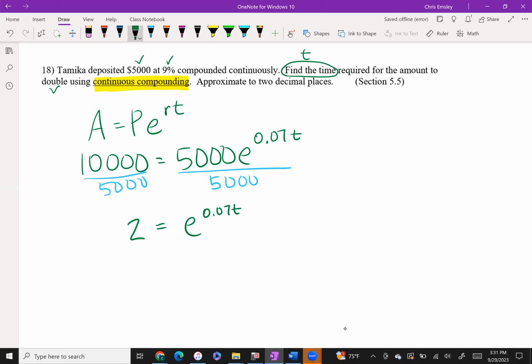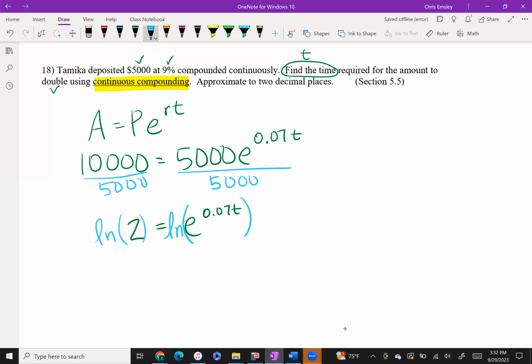To get that t out of the exponent, we can't solve for it when it's up there in the exponent. We are going to take the log of both sides. Specifically, I'm going to use the natural log because of this e. It's just going to make our calculations come out a little easier in the next step.